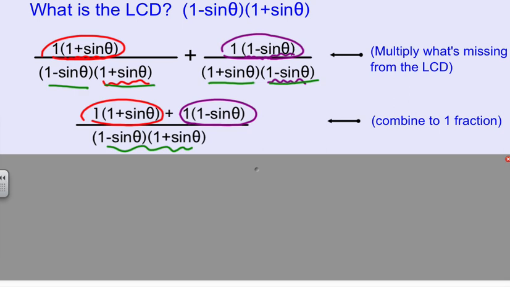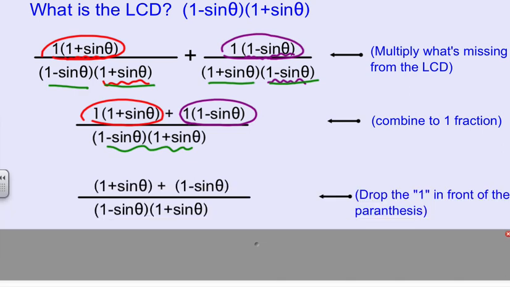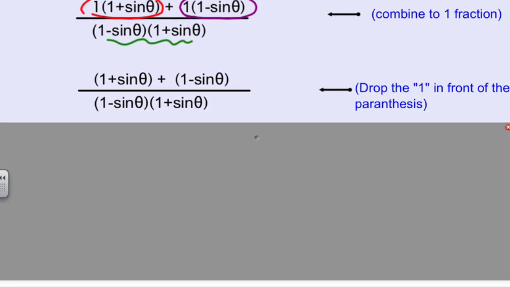Now I have some simplifying to do within that fraction. So first step is if I distribute this 1 through or that 1 through, it doesn't really change the expression at all. So I just have 1 plus the sine of theta, 1 minus the sine of theta. I haven't done anything with that denominator yet. If you wanted to, you could FOIL that out. But we're taking this problem nice and slow.